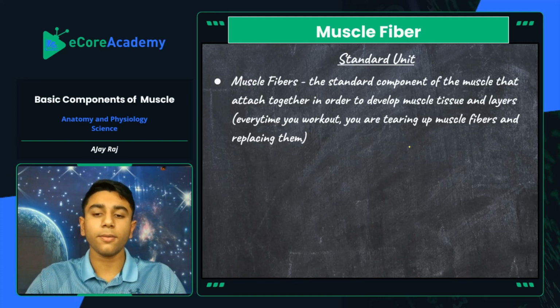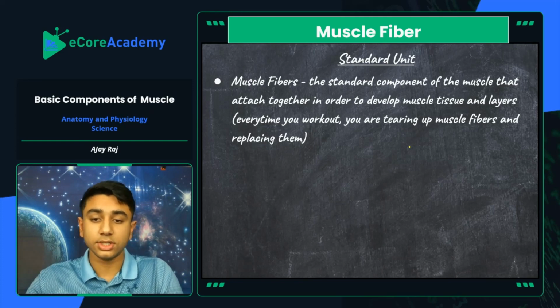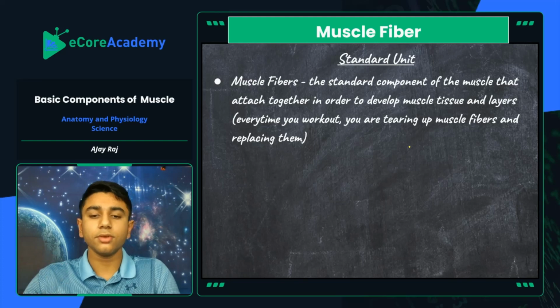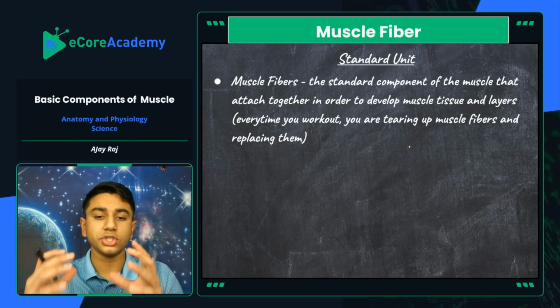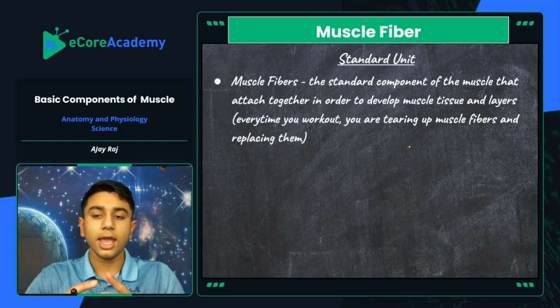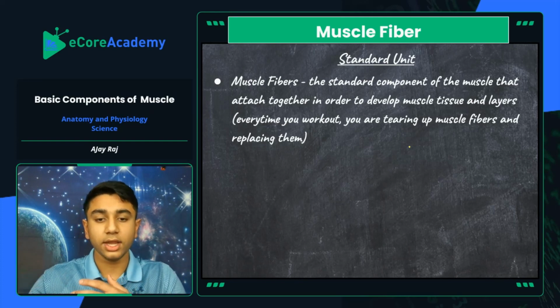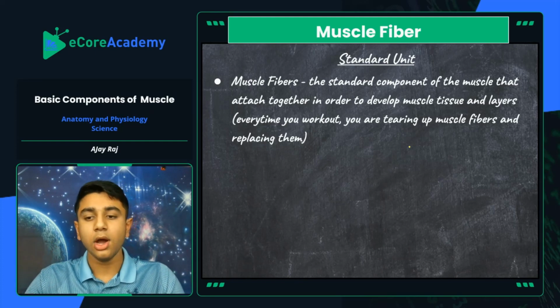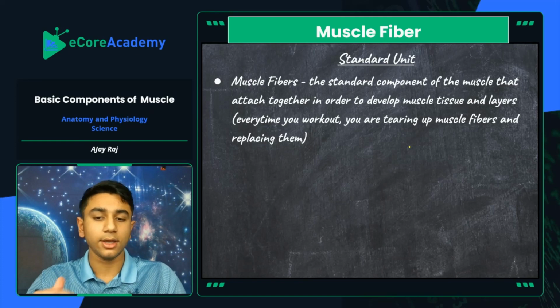So the muscle fiber is the standard component of the muscle that attaches together in order to develop muscle tissue and layers. Every time you work out, you're tearing up muscle fibers and replacing them. The muscle fiber itself is your standard component of your muscle, and they basically attach together to develop that muscle tissue, which will be organized into different layers, sections, and some of them have different purposes as well. We don't have the same exact type of muscle fiber all throughout our body.